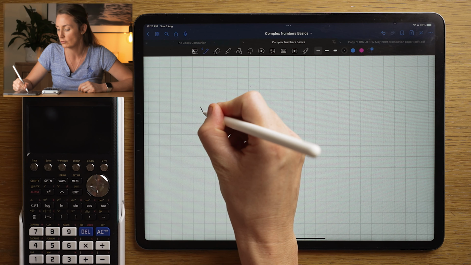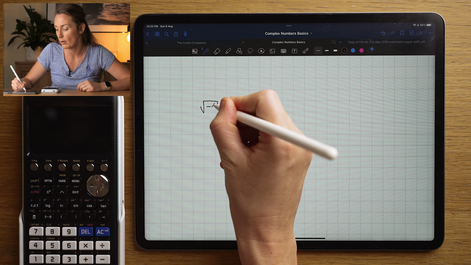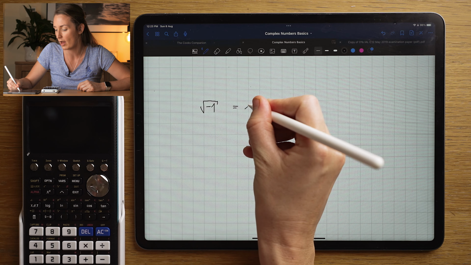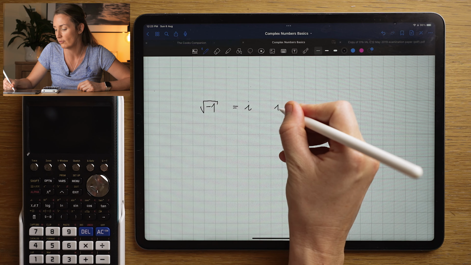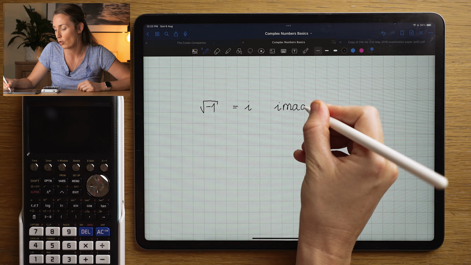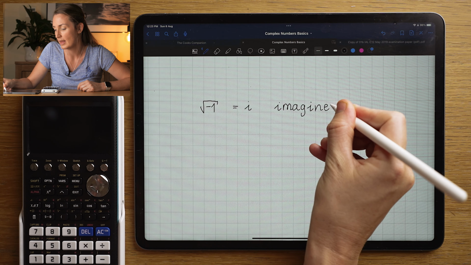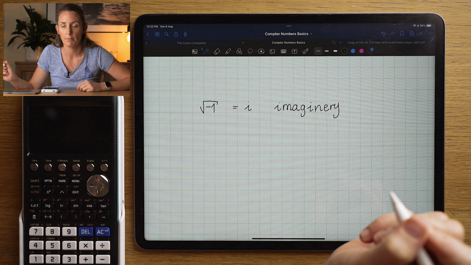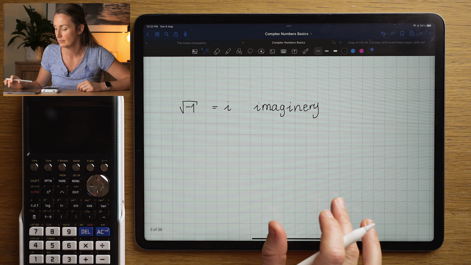Today we're going to be talking about what is a complex number. A complex number has two parts. It has a real part, those numbers we just discussed, but it also has a complex part. And a complex part is a multiple of the square root of -1, which we call i, for imaginary. So a complex number has both a real and imaginary part.